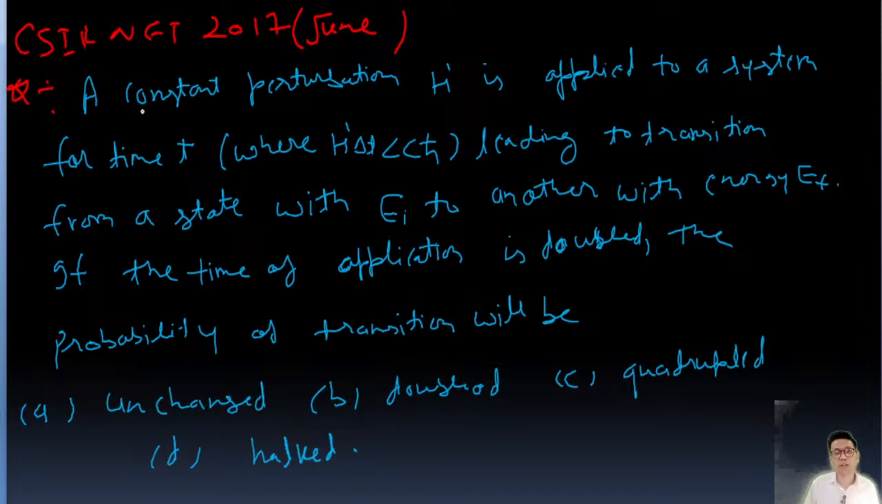So this is the question. A constant perturbation h dash is applied to a system for time t, leading to a transition from state EI to another state EF. If the time of application is doubled, then what will be the transition probability? That's what it is asking, right?